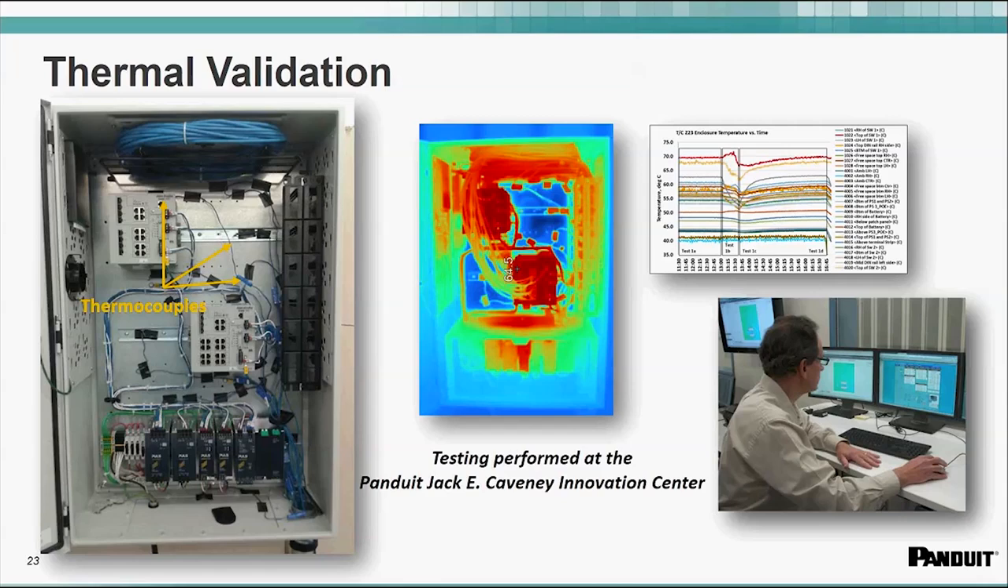The test data provides guidance on when an air conditioner is necessary for deployment to ensure long switch life and prevent premature failure. Panduit is a leader in thermal testing, where companies like Cisco have Panduit thermally validate their equipment in a full-scale environment all the way up to a data center scenario.